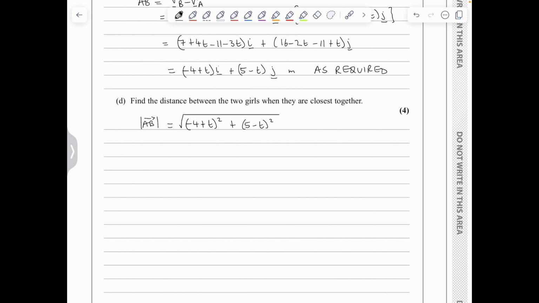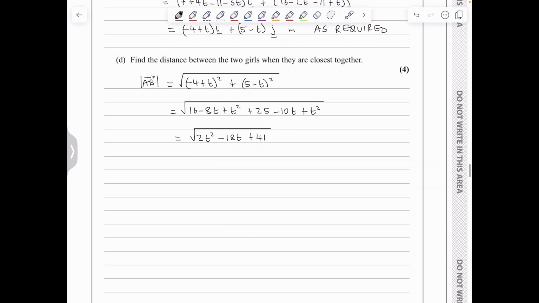I will then expand this to get 16 minus 8t plus t squared plus 25 minus 10t plus t squared, all square root, which can be simplified into 2t squared minus 18t plus 41, all square root. And I need to determine when this will be a minimum. Now to do this, I could consider completing the square.